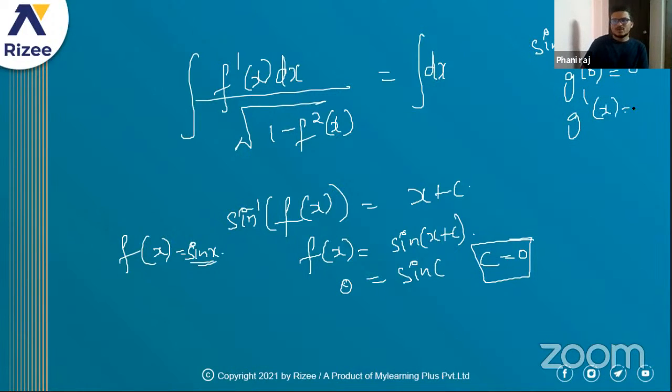G dash of x is what? Cos x minus 1. Obviously, cos x is less than 1, so this is less than 0. So g is decreasing. G is initially 0 and it is decreasing, so g is always negative.